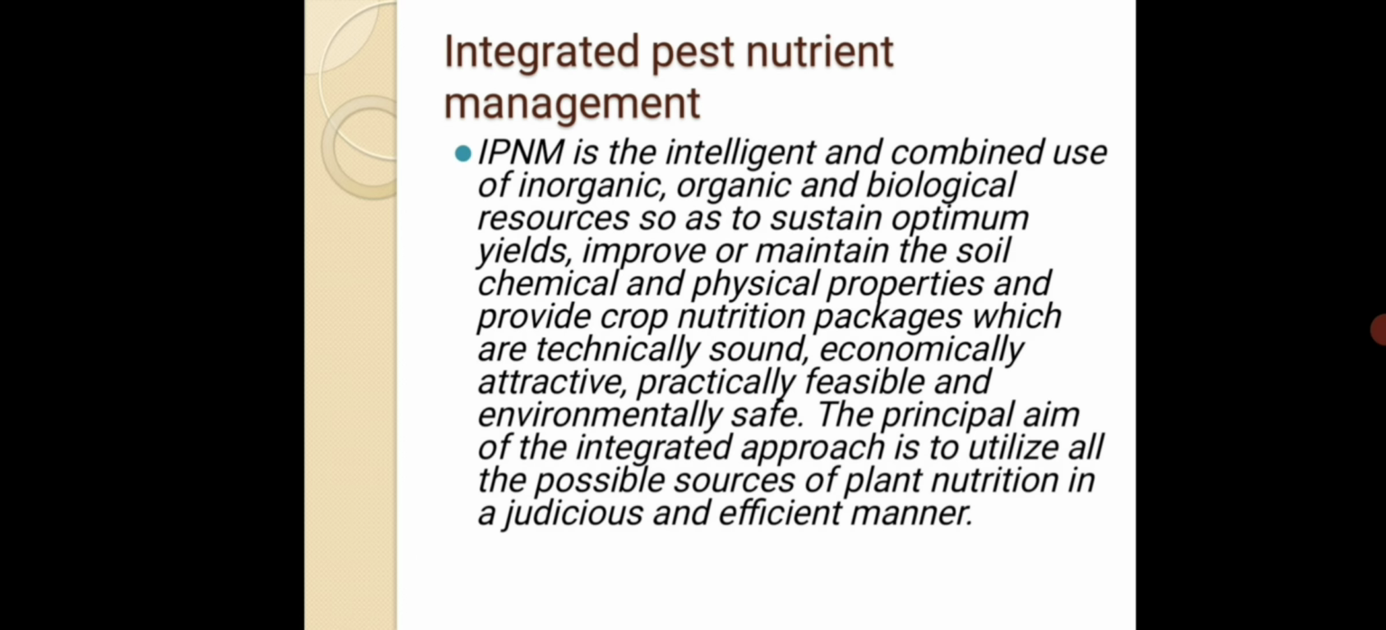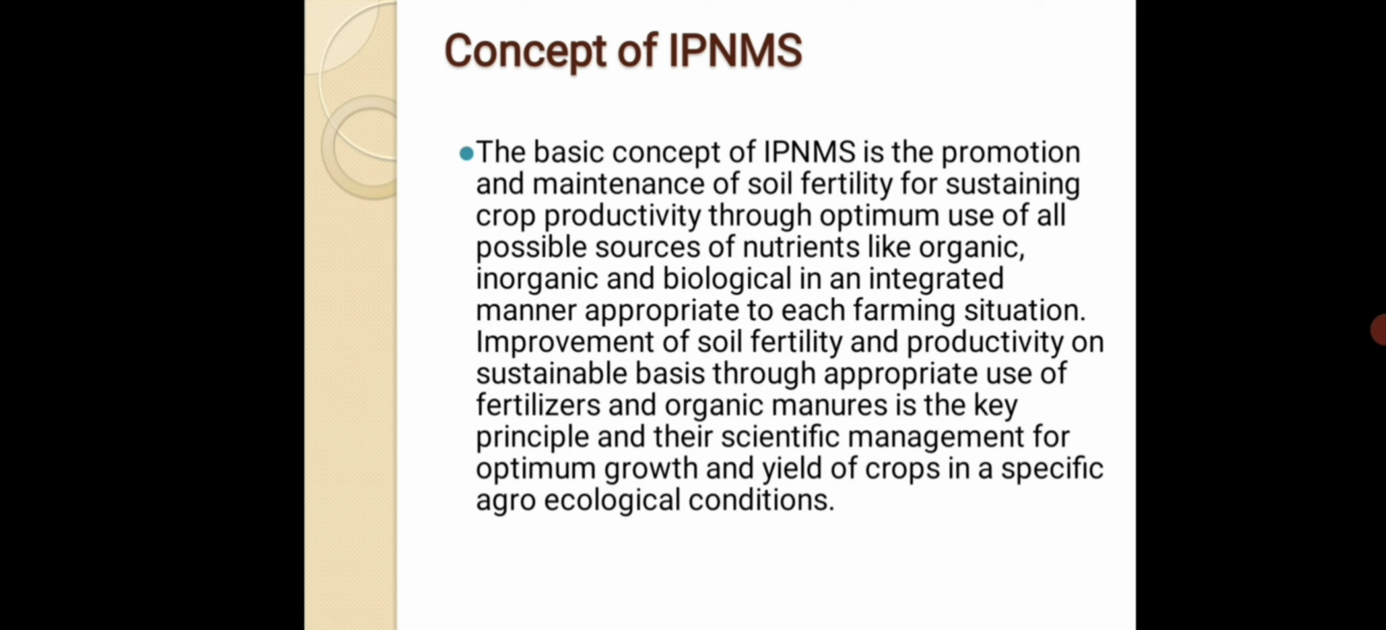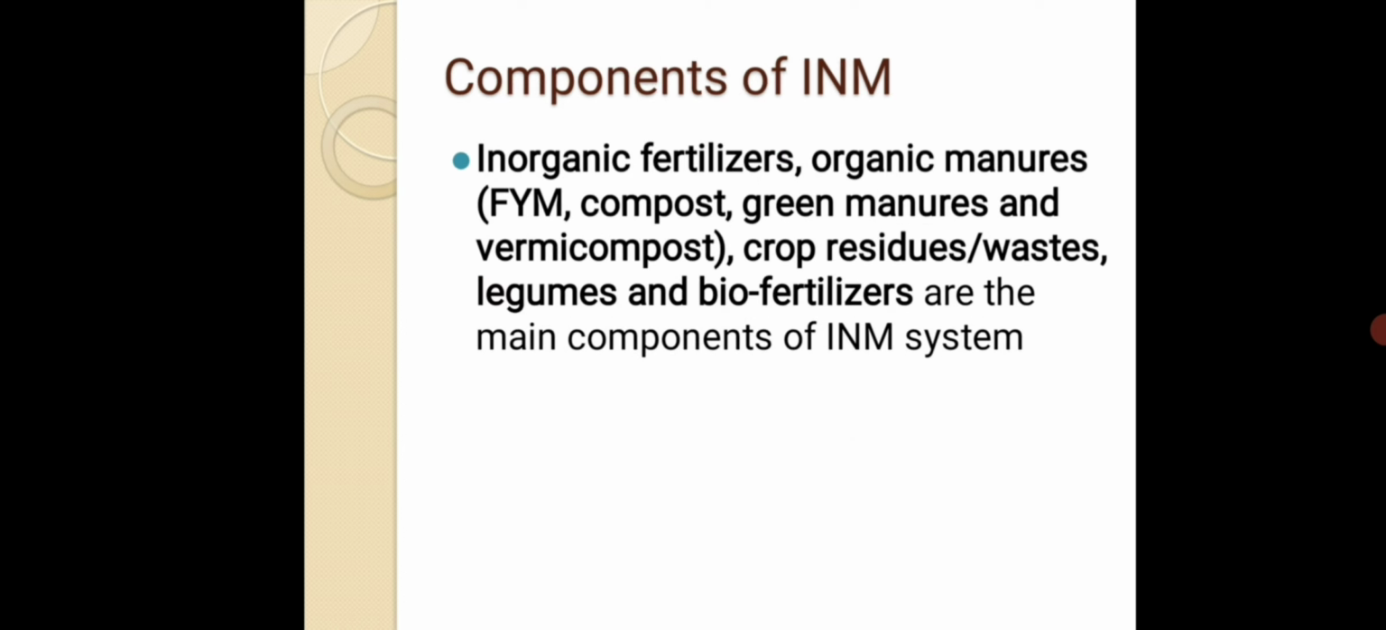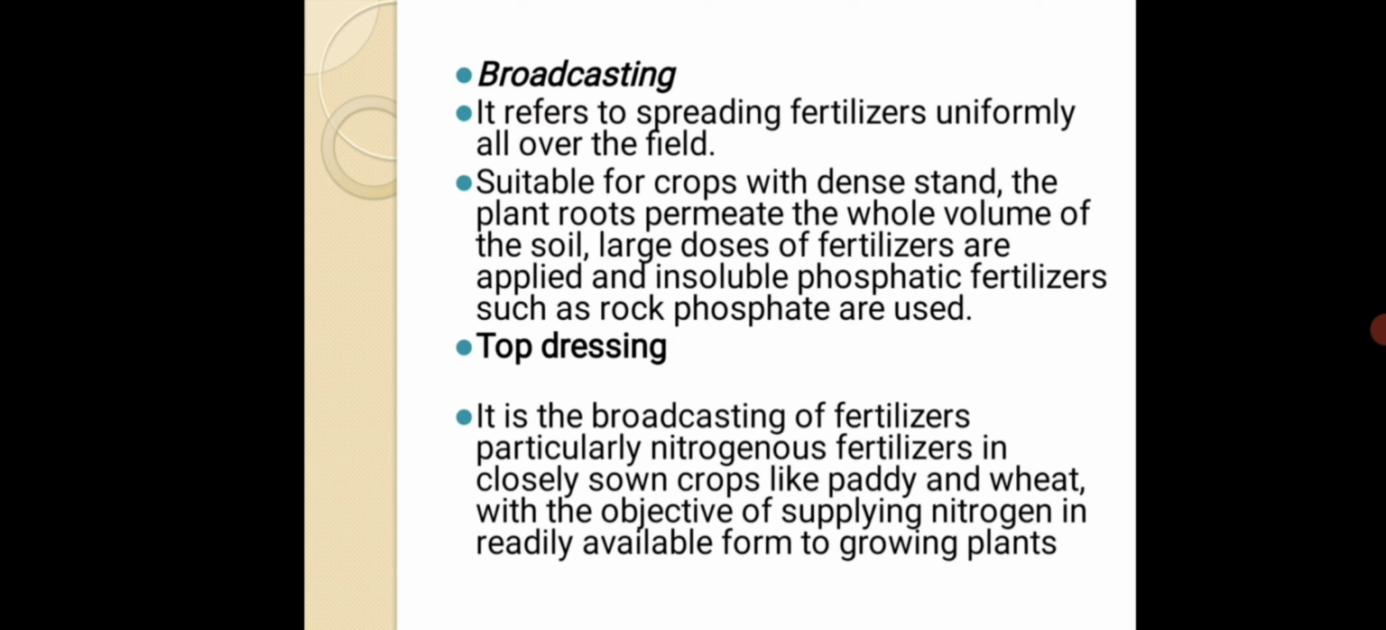Then integrated pest nutrient management, called IPNM, which is the combined management of pests, which are the insects that affect the plants, and nutrients. Nutrients are the essential nutrients given to the plant. Components of IPNS: IPNS contains organic, inorganic and biological fertilizers and plant protection materials. Components of INM: INM contains organic fertilizers and inorganic fertilizers.